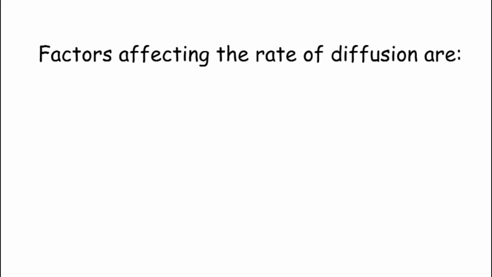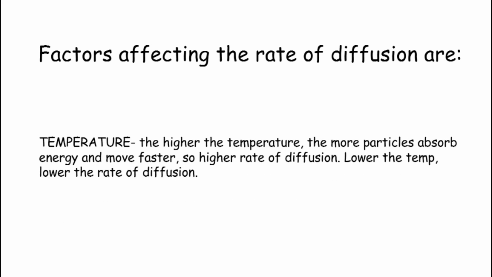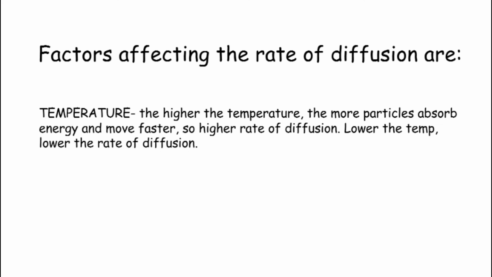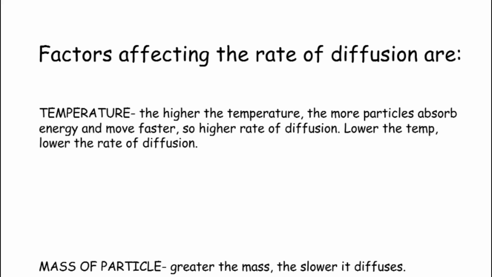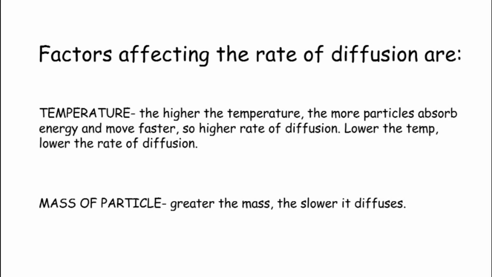Okay. Now, the factors affecting the rate of diffusion are temperature and mass of particles. Temperature. The higher the temperature, the more particles absorb energy and move faster, so higher rate of diffusion. And the lower the temperature, the lower the rate of diffusion. Mass of particles. The greater the mass, the slower it diffuses.